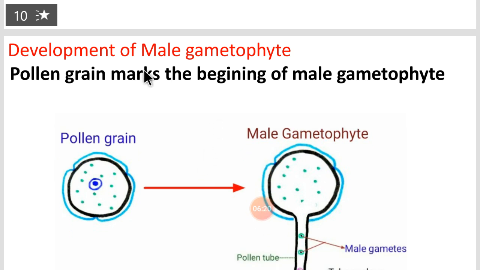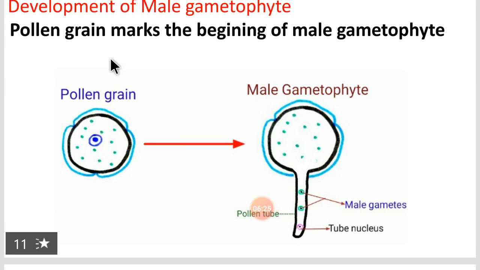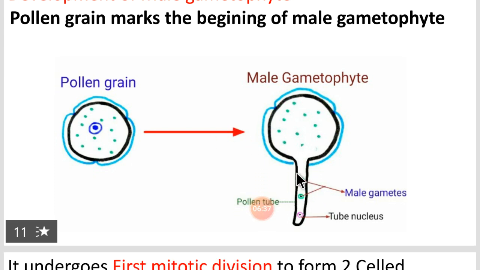Development of the male gametophyte. The pollen grain marks the beginning of the male gametophyte. This is the pollen grain as I have explained earlier, and now it is going to be converted into the male gametophyte. These two male gametophytes you are observing here.